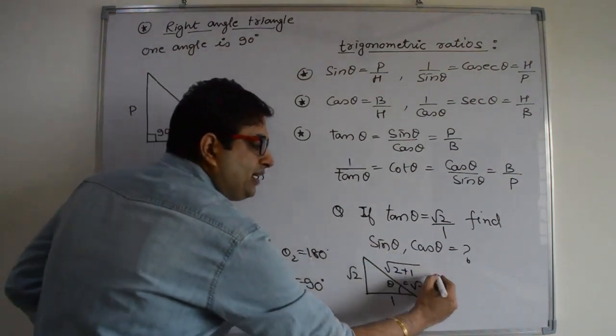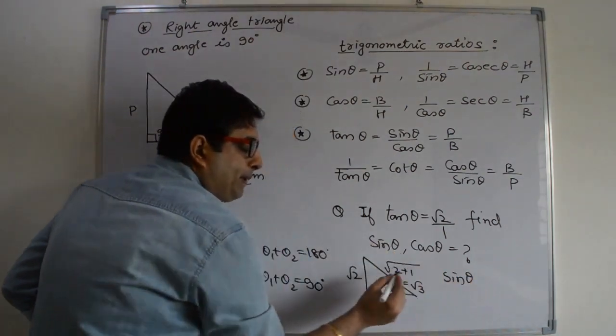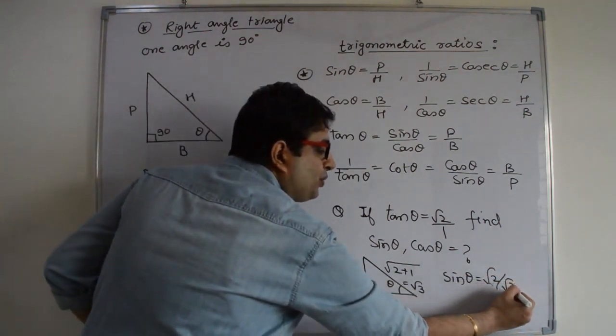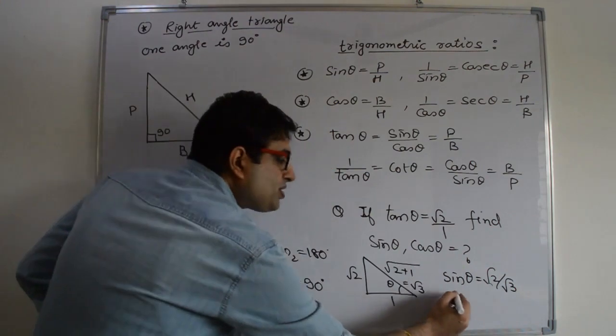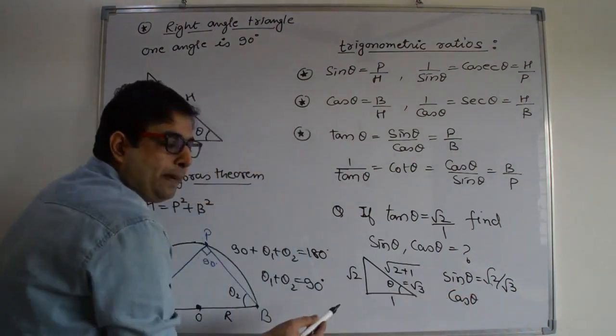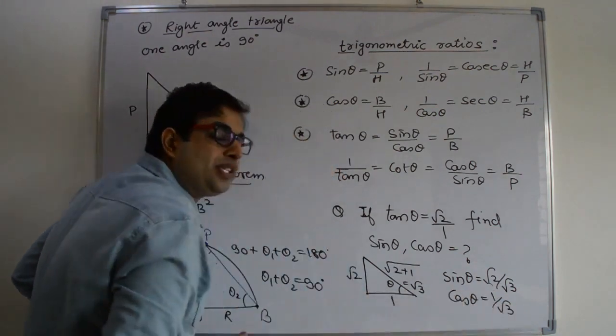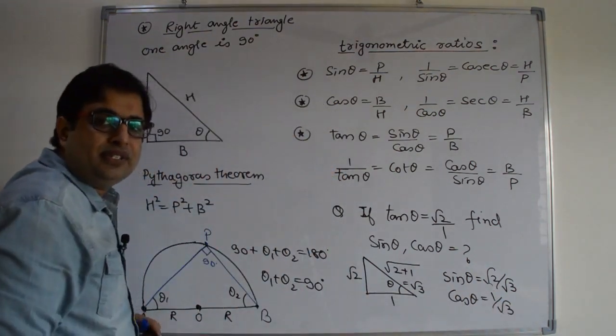Let us find out sine theta. Sine theta is perpendicular upon hypotenuse, so it is root 2 by root 3. What is cos theta? Cos theta is base upon hypotenuse, so it is 1 by root 3. Got my point?